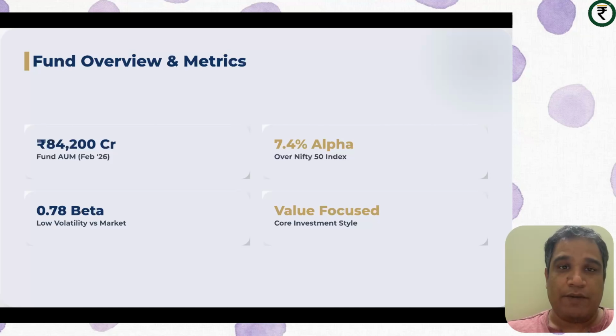84,000 crores of AUM. That means people are trusting this mutual fund quite a lot. 0.78 beta, that means it's very low volatility compared to the market. So if it is more than one, it is high volatility. If it is less than one, it is lesser volatility. 7.4% of alpha over the Nifty 50 index, which is really, really good, right? And the core investment style is value focused, as I had mentioned about Parikh. They look into companies with deep value, invest there, and provide great returns back to the investors.